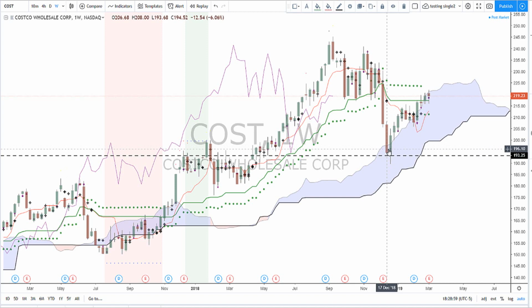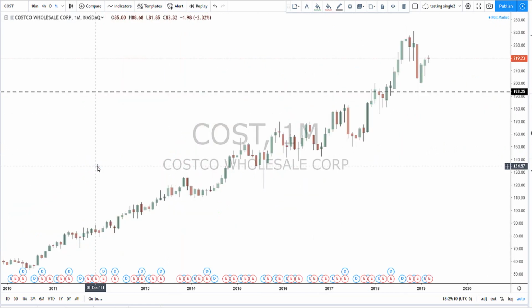Okay, but in order to find exactly where this is going to stop and reverse, you have to go to the higher time frame. This is the weekly time frame. So what I'm going to do is go to the monthly time frame.